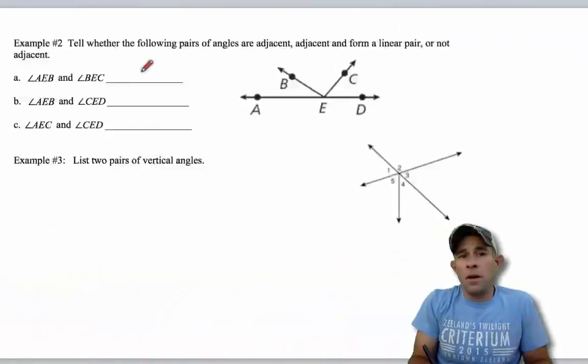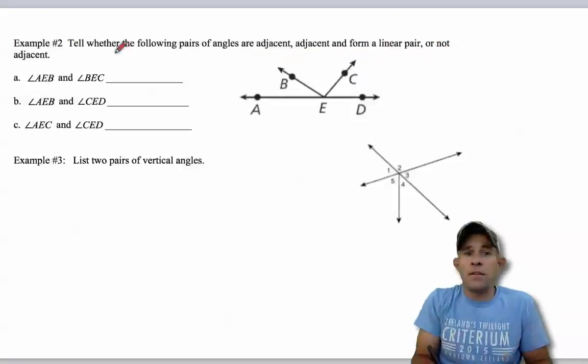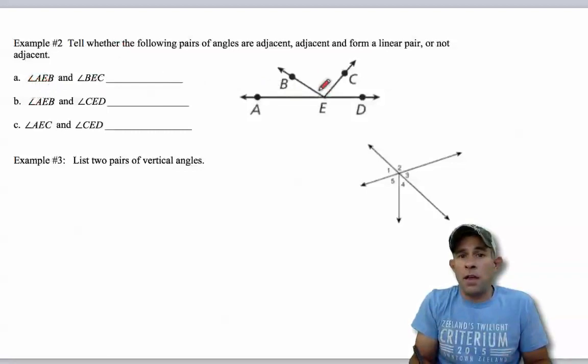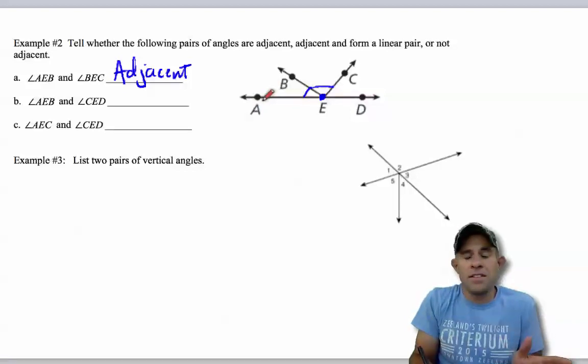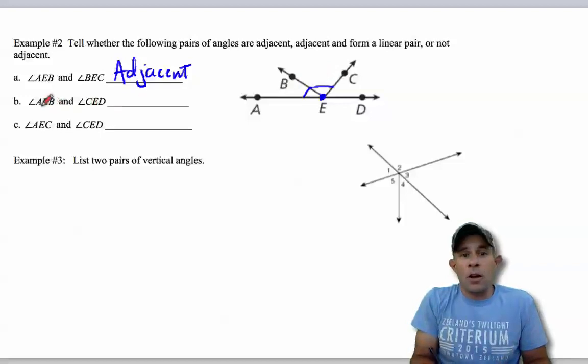Okay, in example 2, we're asked to tell whether the following pairs are adjacent and form a linear pair, or not adjacent. Our first pair is angle AEB and BEC. We see that these guys do share this ray EB, and therefore they are adjacent. However, they are not a linear pair because their two opposite rays, EA and EC, do not form a straight angle.